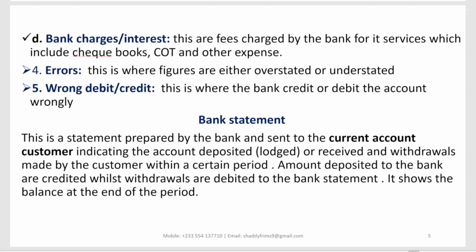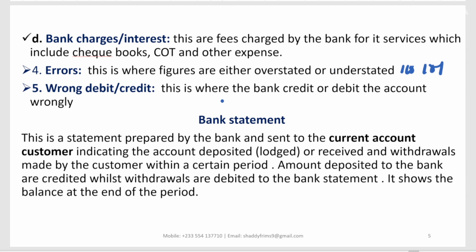We have errors. So this is where figures are either overstated or understated. So there is an amount of 110, then when you were capturing it in your cash book, you did 101. This is an error and it's a genuine error. We have wrong debit or wrong credit. This is where the bank credits or the bank debits your account wrongly.